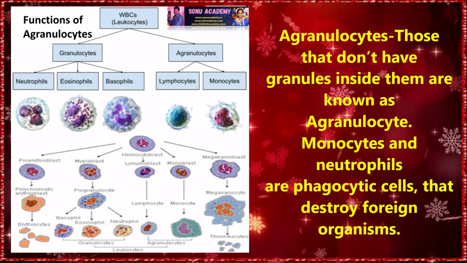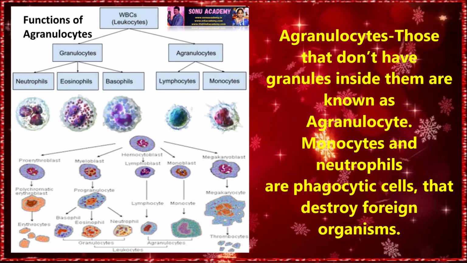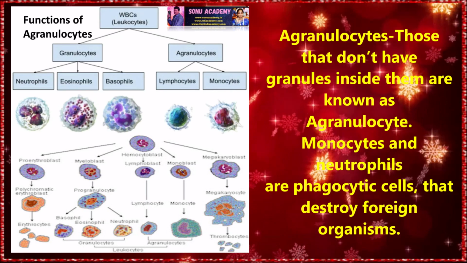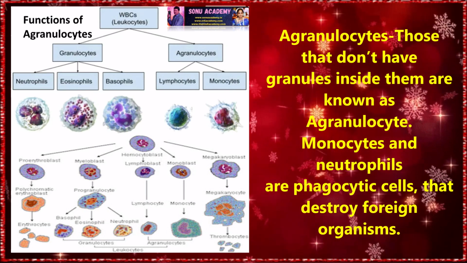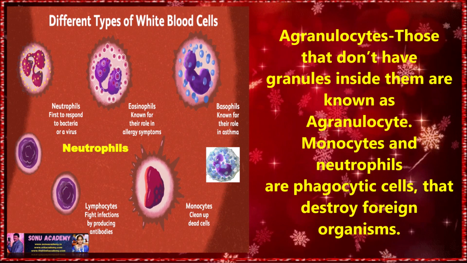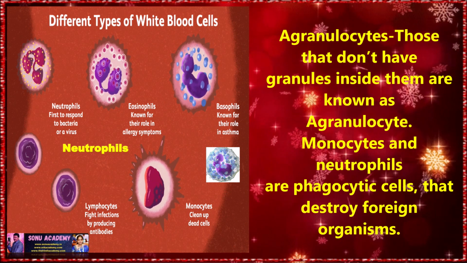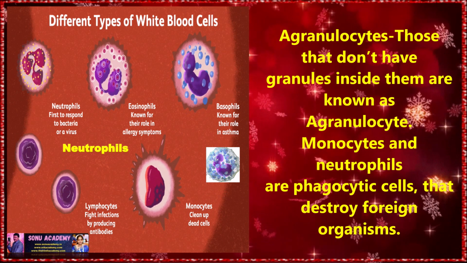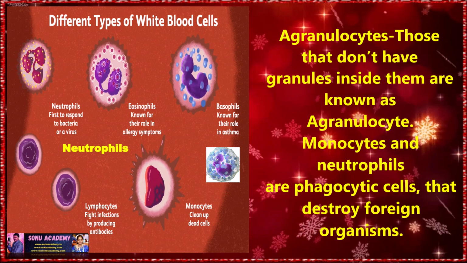Now, let us discuss agranulocytes. Those that do not have granules inside them are known as agranulocytes. Monocytes and lymphocytes are phagocytic cells that destroy foreign organisms.